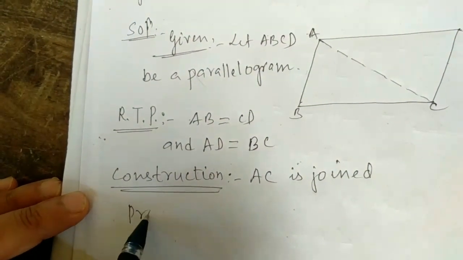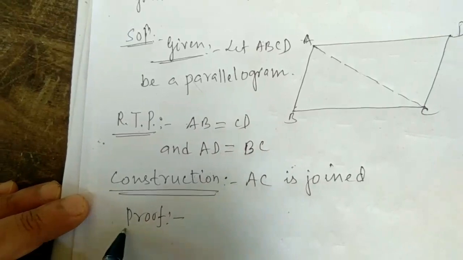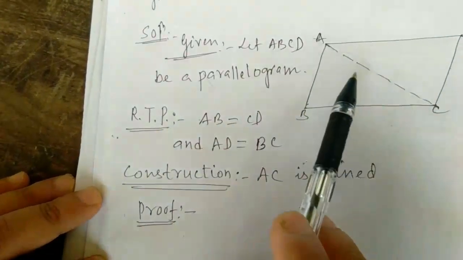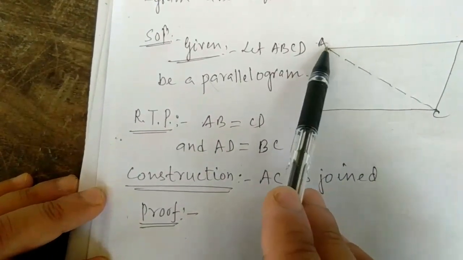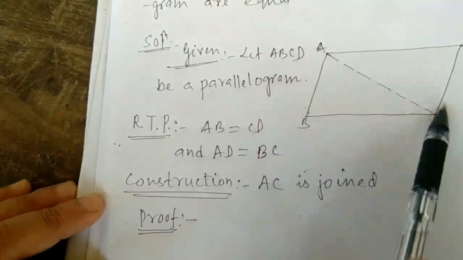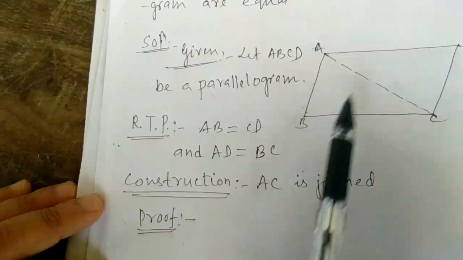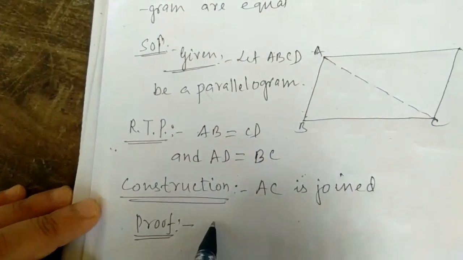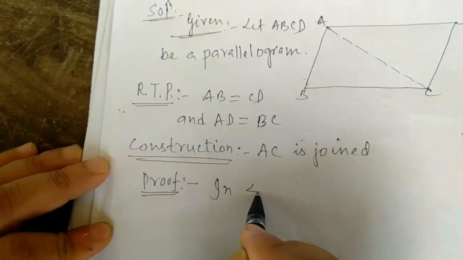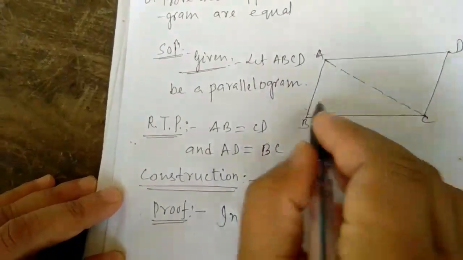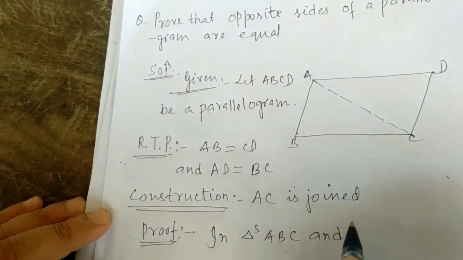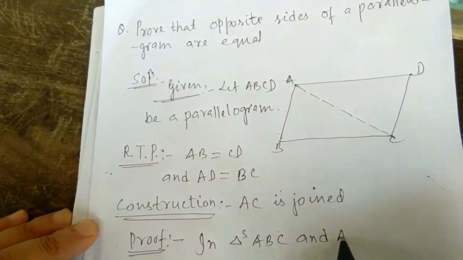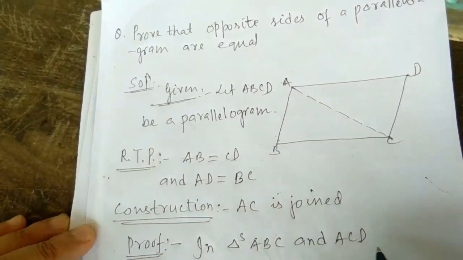Now the proof part. How to do the proof? You see here how many triangles are there? ABC and ACD are the two triangles. First you have to prove ABC and ACD are congruent. How to prove? You see, very simple, very easy. In triangles ABC and ACD. Clear?